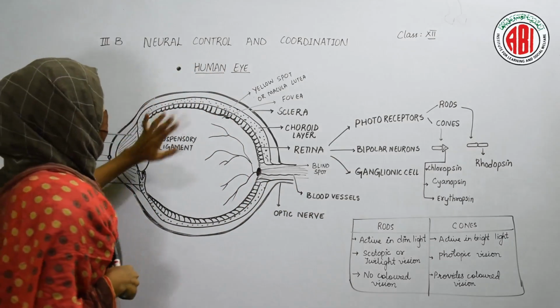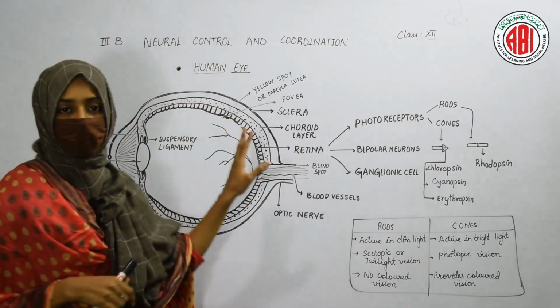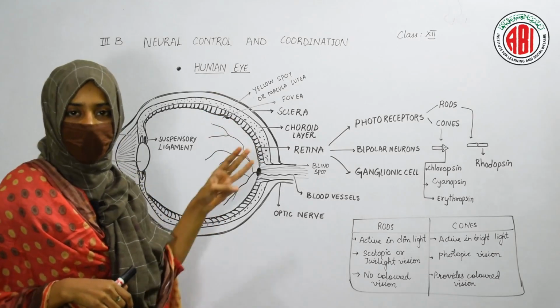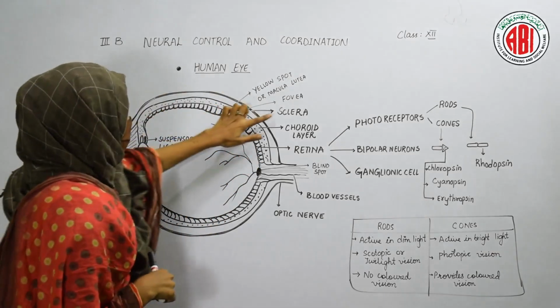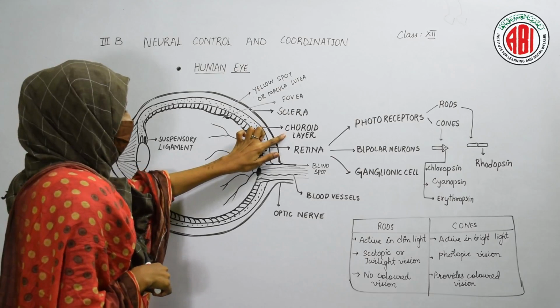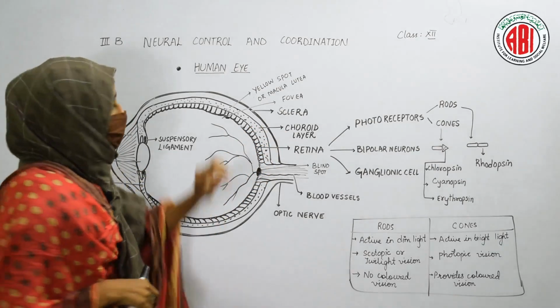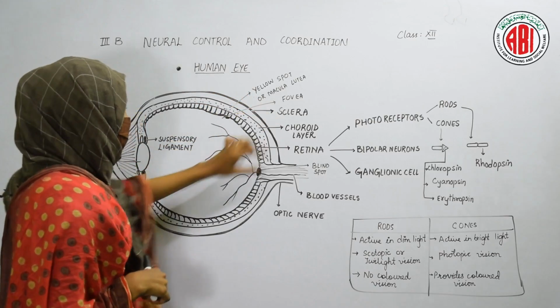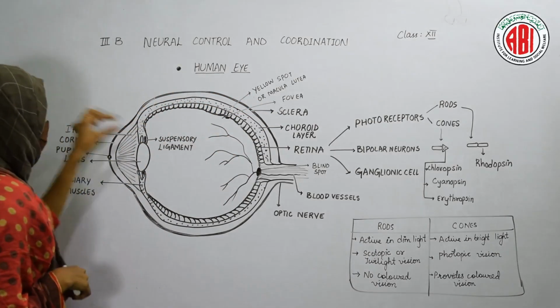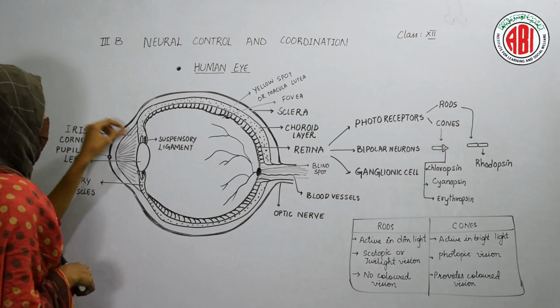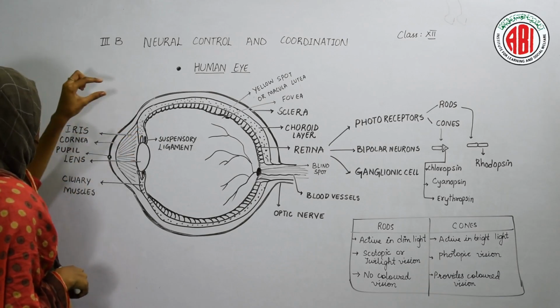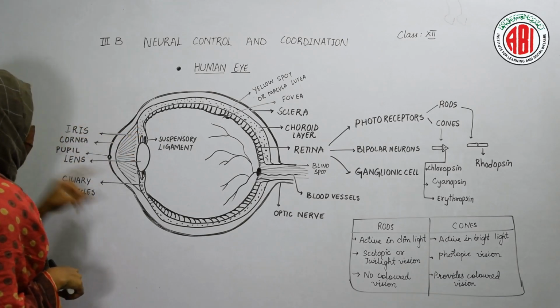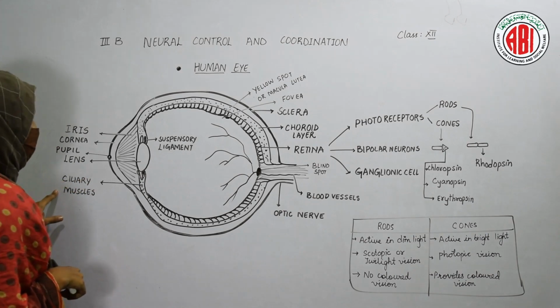In the last session, I already explained that in the structure of our eye, three main layers are found. One is sclera, second one is choroid layer, and the third one is retina. Sclera is the outermost layer. Below the sclera, the choroid layer is present, and this choroid layer extends forward and forms some muscles, and we call those muscles ciliary muscles.